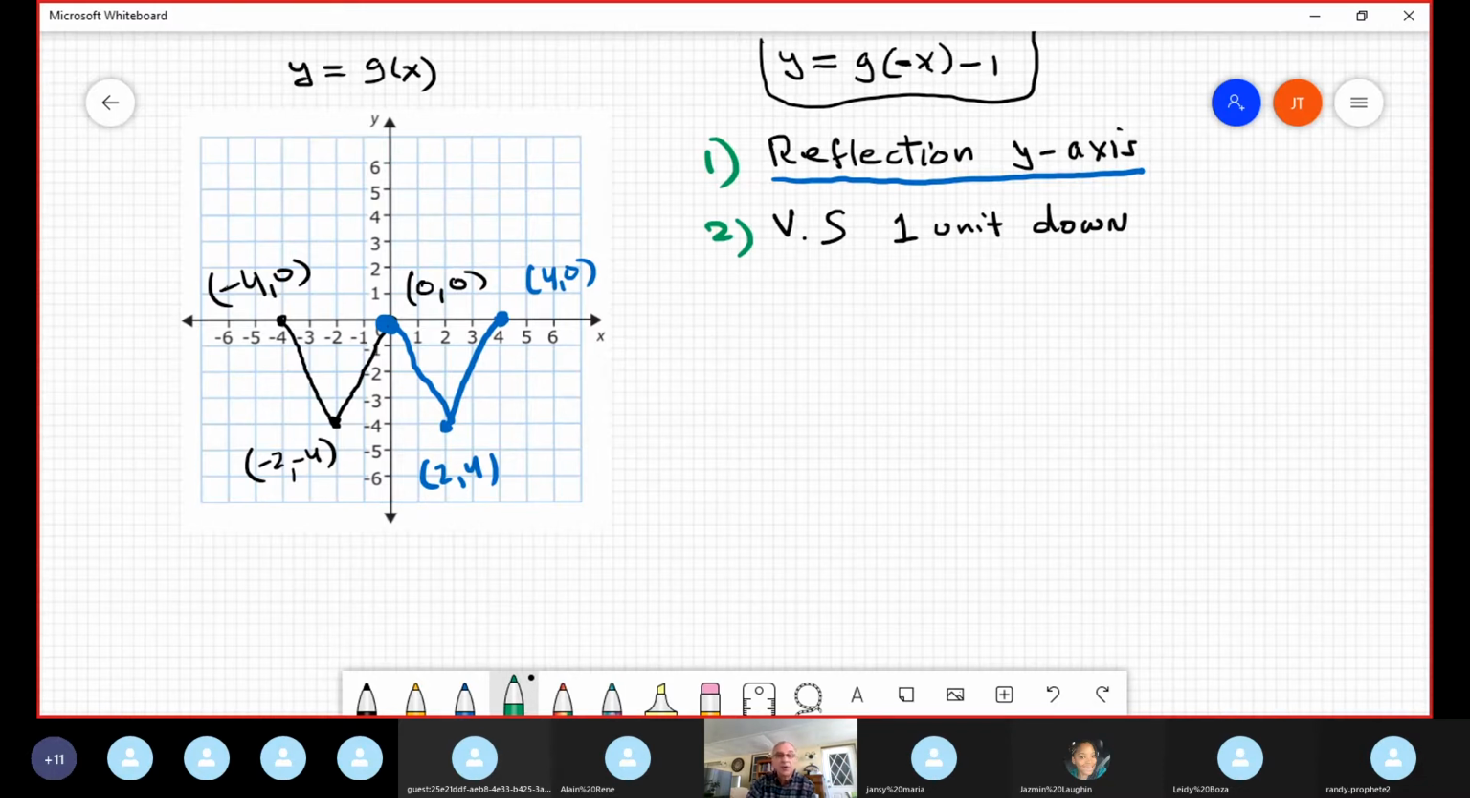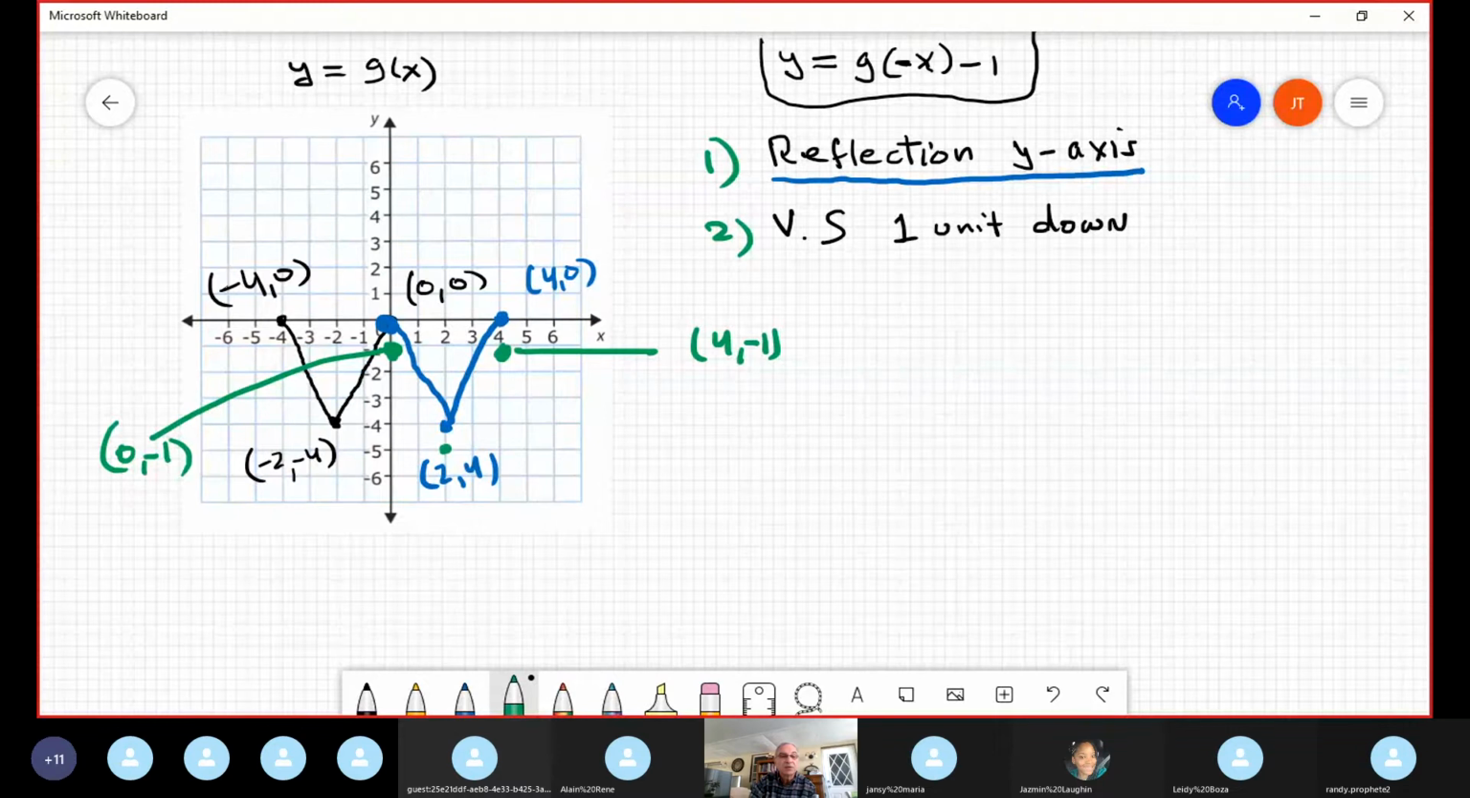That point is going down 1 unit. So this point now is the point 0, -1. This point is now 4, -1. And this point is 2, -4, sorry. This is negative, it's the same. This point is the point 2, -5. And does my graph look like that? Let me try to do my best.